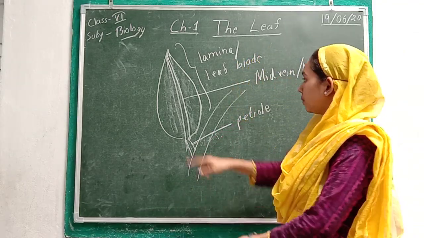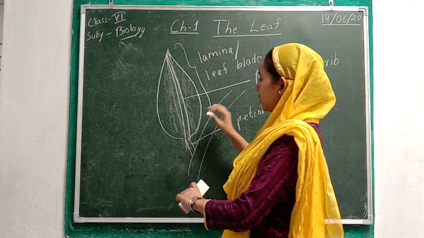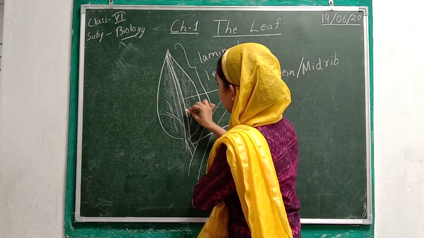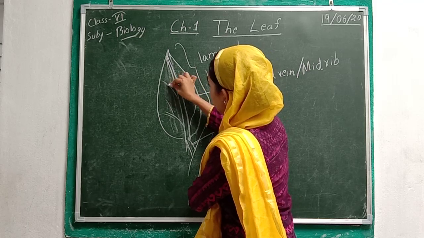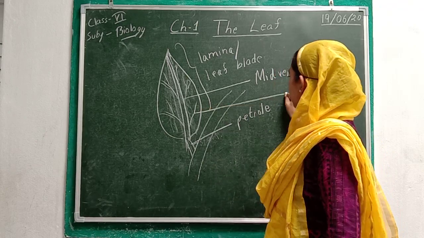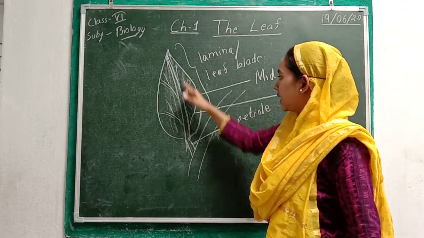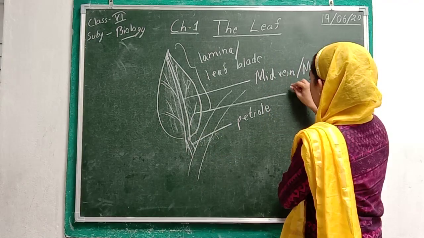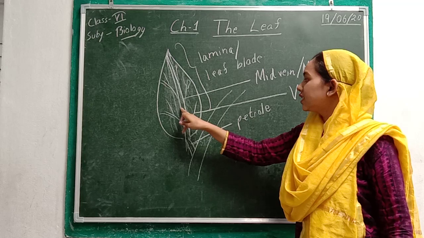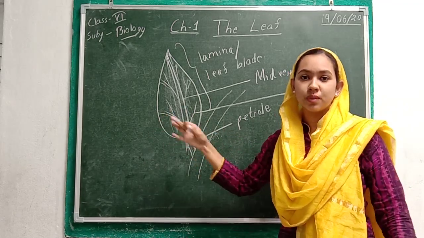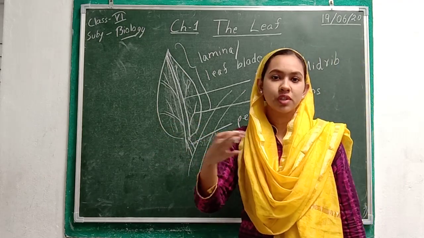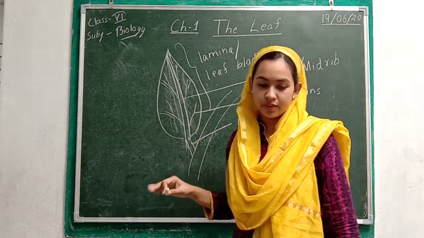Then from these midribs again, you can see many more branches arising. You can see small branches like this which further divide, and this keeps on going. So these little branches which arise from the main vein or the midvein here are simply known as veins. Now the function of this midvein and the small veins is to give support and structure to the leaf, and also it helps in the transportation of food and water in this leaf.